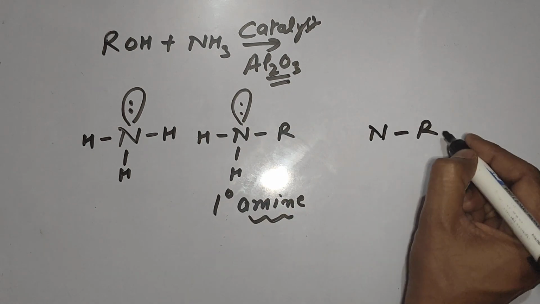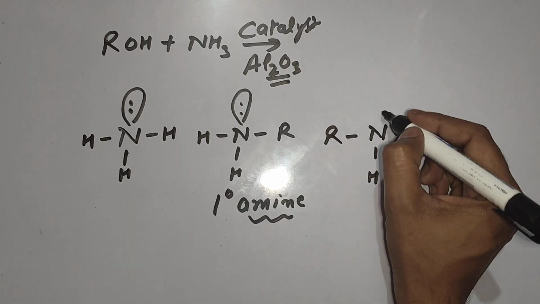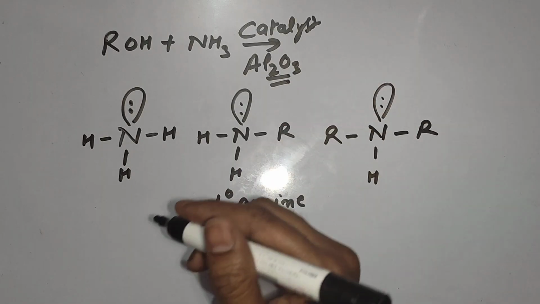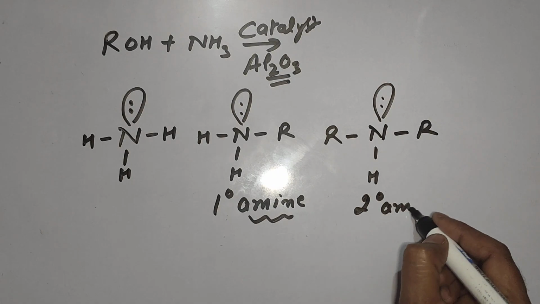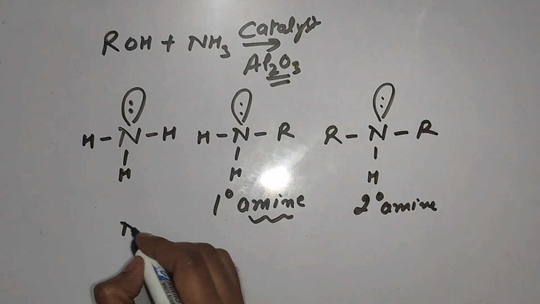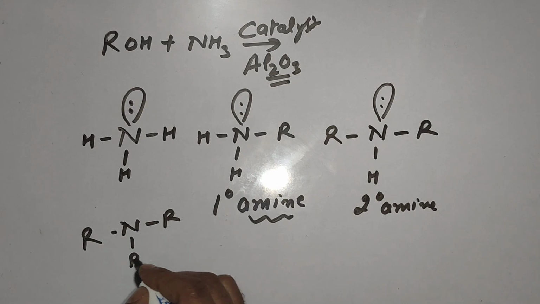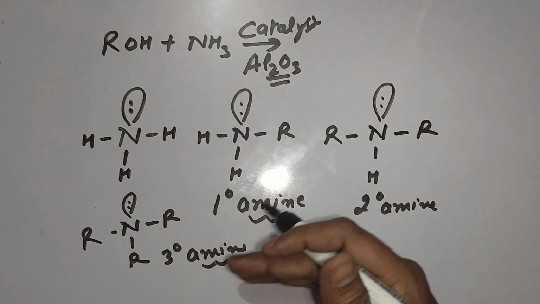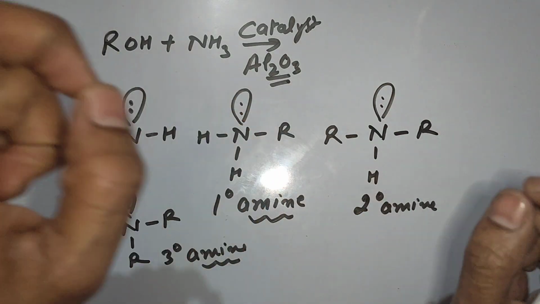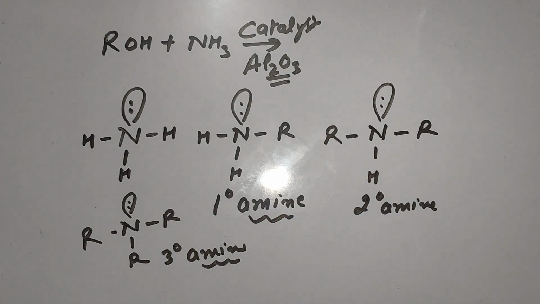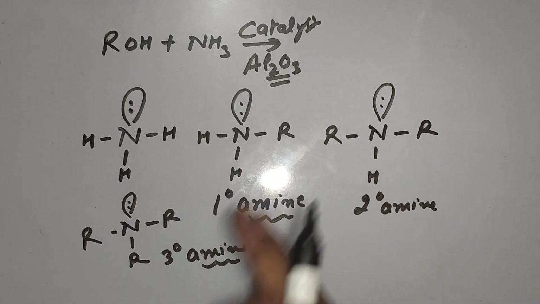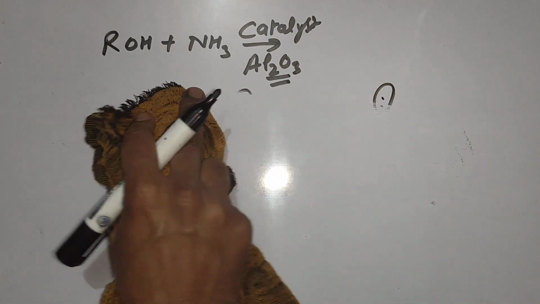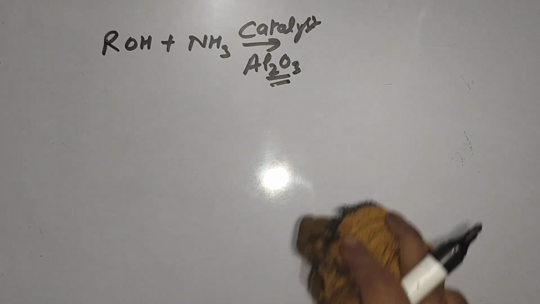If 2 hydrogens are replaced by alkyl groups or even aryl groups like a benzene ring, then it will become 2 degree amine. And if all the 3 hydrogens are replaced by alkyl groups, then we will call it 3 degree amine. Because these products will be generated during this reaction, it is important to have information about 1 degree amine, 2 degree amine and 3 degree amine. Now because this reaction is happening on the surface of the catalyst, I am going to draw the surface of Al2O3 and show you the mechanism of the reaction on the surface.